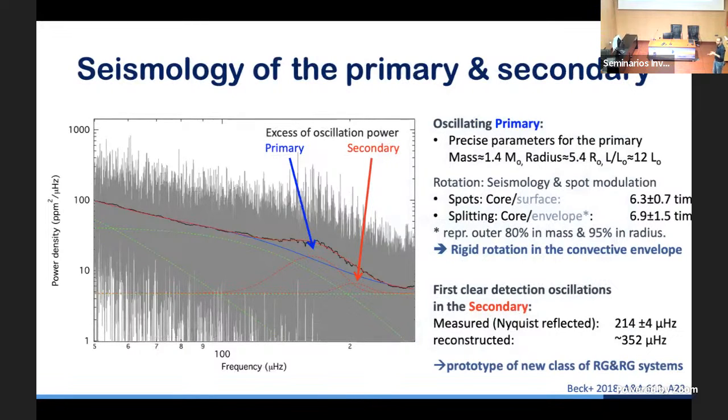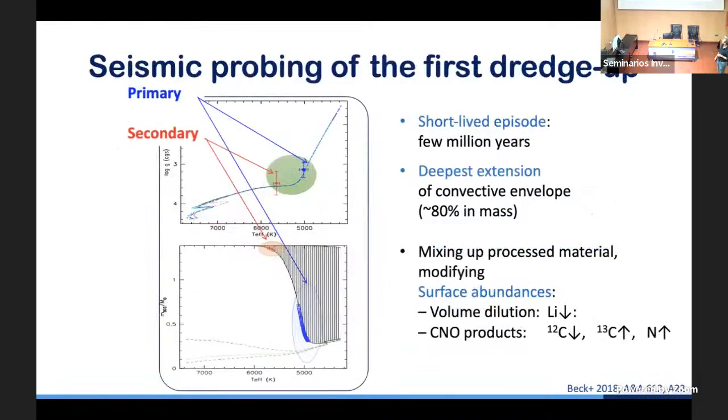So a lot of astrophysics we could do there already just from the seismology, but then we realized that this system is located in what we call the first dredge-up. The first dredge-up is an episodic event of mixing at the beginning of the red giant branch. So here you have the main sequence, then the star is ceasing its hydrogen burning, becomes a subgiant, goes into the core degenerating, and then we go up the red giant branch.